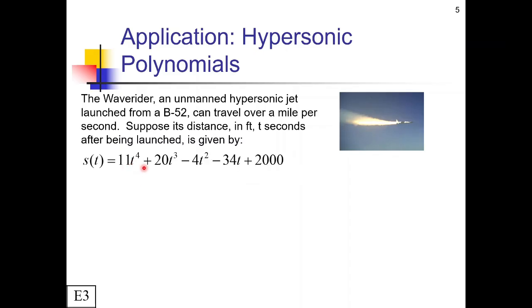So 11t to the fourth, minus 20t cubed, minus 4t squared, minus 34t, plus 2000. Lots of things going on in here. Clearly this is growing very quickly. So we'd like to know a couple of things. First off, we want to find a formula for the jet's velocity, where velocity is just the instantaneous rate of change, or derivative, s prime.